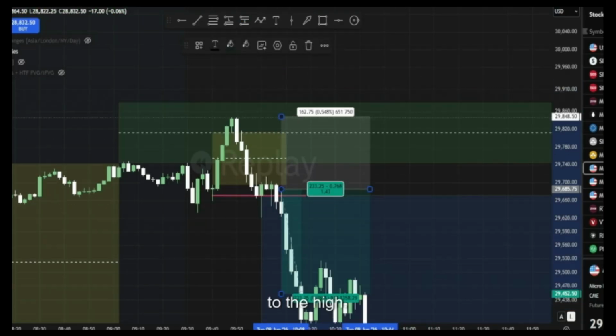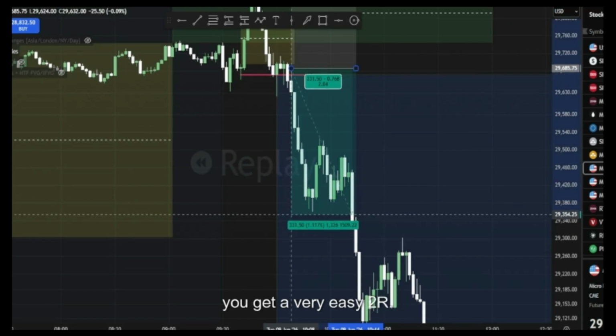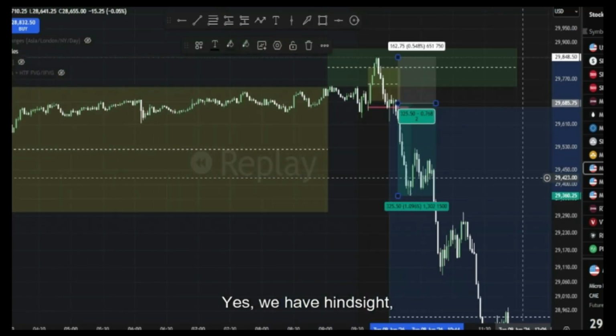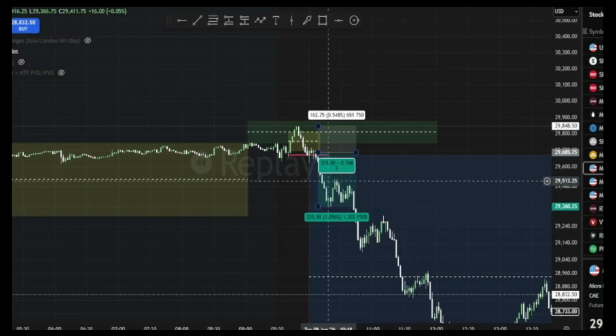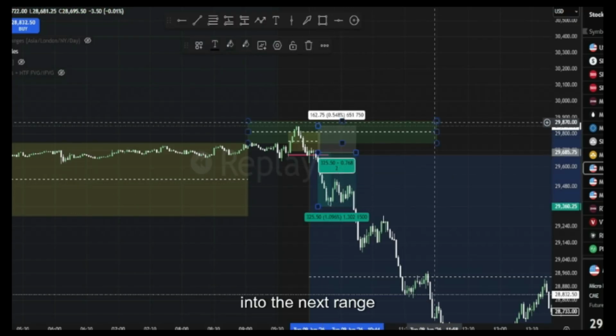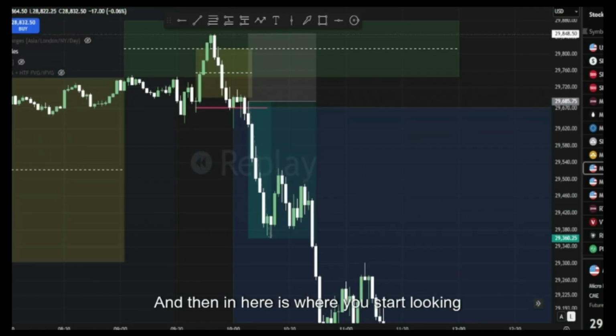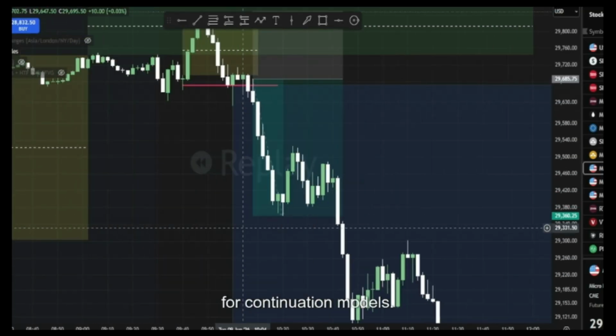But you could go here to the high, and as you can see, you get a very easy 2R. Yes, we have hindsight, but you get 2R, which leads perfectly into the next range of accumulation. And then in here is where you start looking for continuation models.